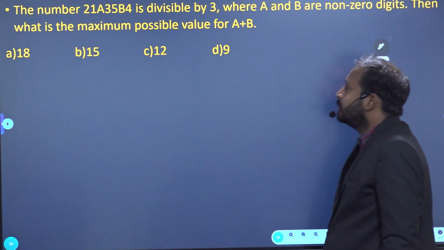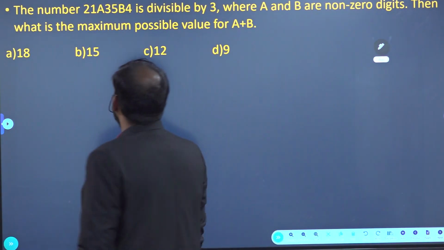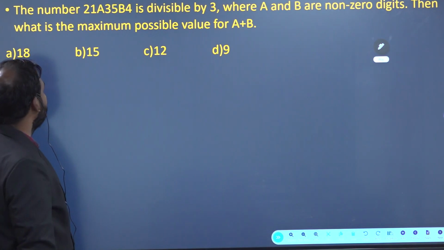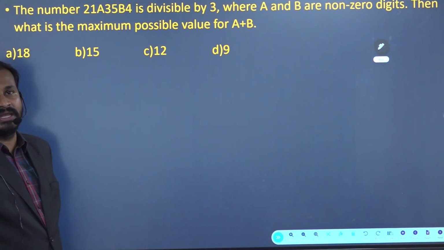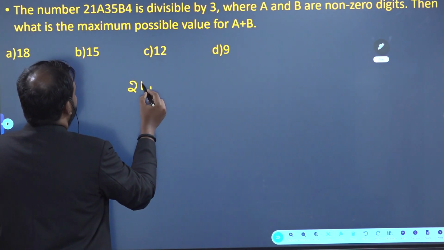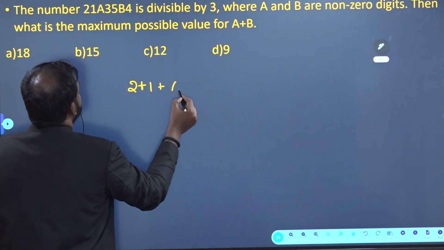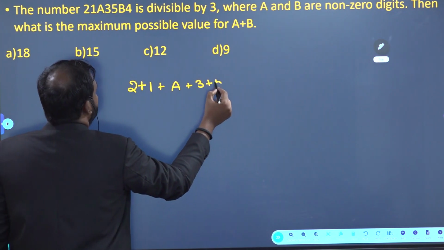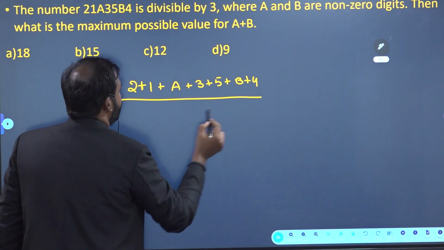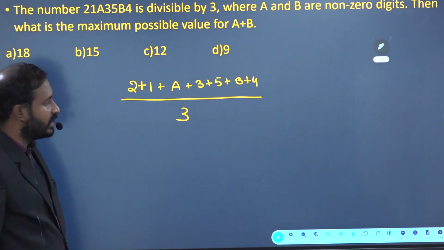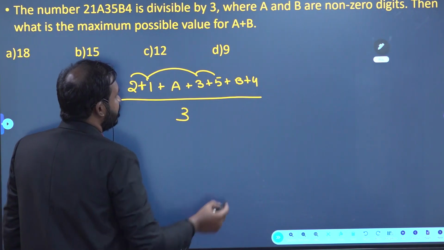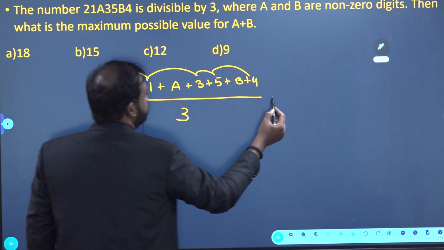The number 21A335B4 is divisible by 3, where A and B are non-zero digits. Then what is the maximum possible value of A plus B? Now see here, students. 2 plus 1 plus A plus 3 plus 3 plus 5 plus B plus 4 is divisible by 3. Now when I add all these things, what will I get here? 2 plus 1 is 3, 3 plus 3 is 6, 6 plus 3 is 9, 9 plus 5 is 14, 14 plus 4 is 18.